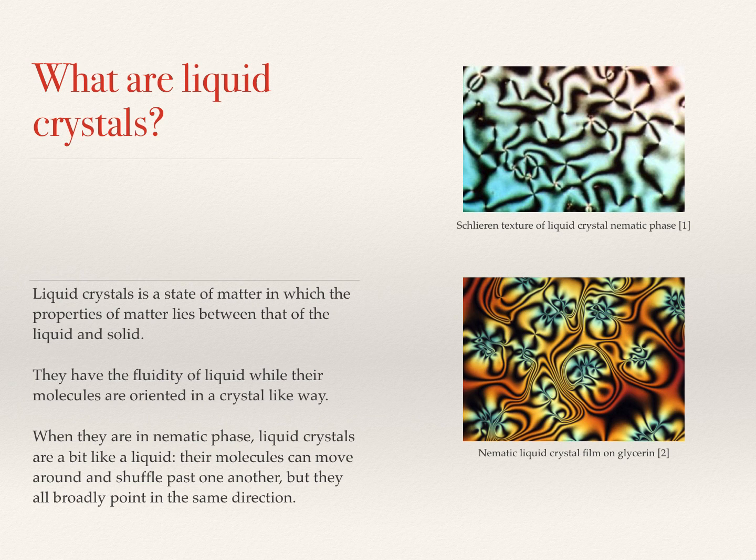When they are in nematic phase, liquid crystals are a bit like a liquid. Their molecules can move around and shuffle past one another, but they all broadly point in the same direction. Basically, they are like matchsticks in a matchbox. No matter how much you shake the matchbox, the matchsticks will always point in the same direction.